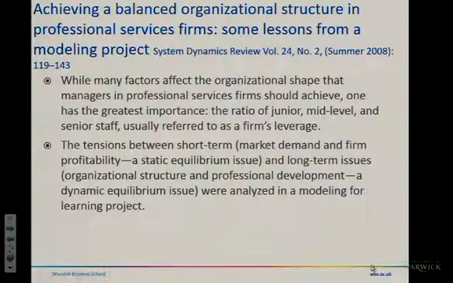But there are as well long-term issues, right? It's the organizational structure and the professional development. Many people, when they join a consulting firm, are attracted by the promise or the expectation of growing over time in terms of their skills and developing more challenging projects and doing more and more. So these are the two trade-offs, the short-term with the long-term issues. Any questions so far? No?